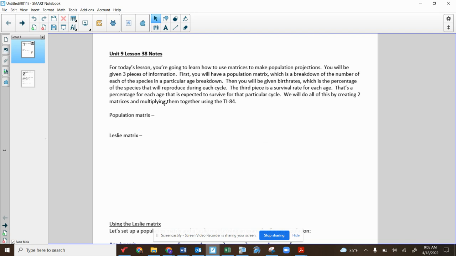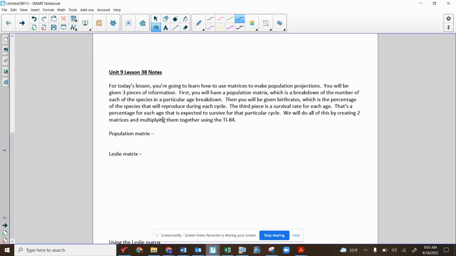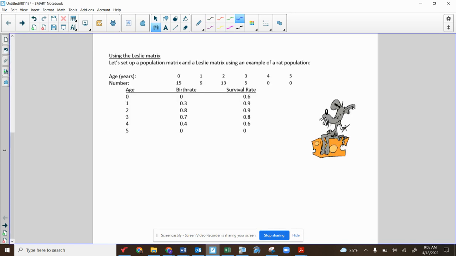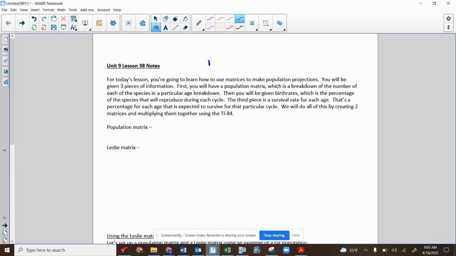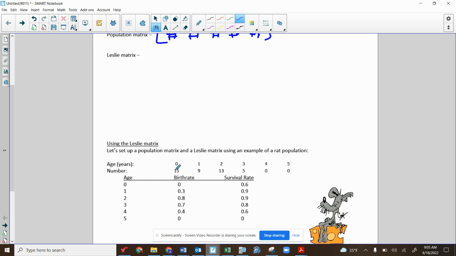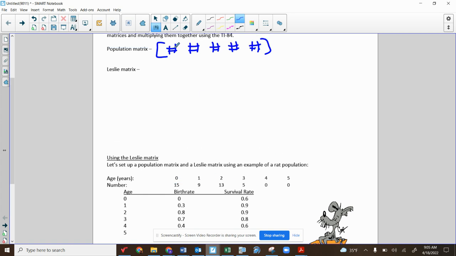All right, so a population matrix we're going to write as a row matrix going straight across. You're going to have your numbers going straight across here that are given to you, in a matrix like that. So for instance, if we have these numbers here, 5, 9, 13, 5, 0, and 0, those would be the numbers that I would put in here.